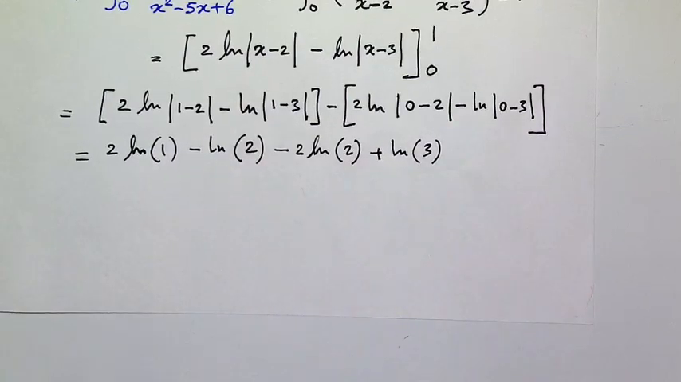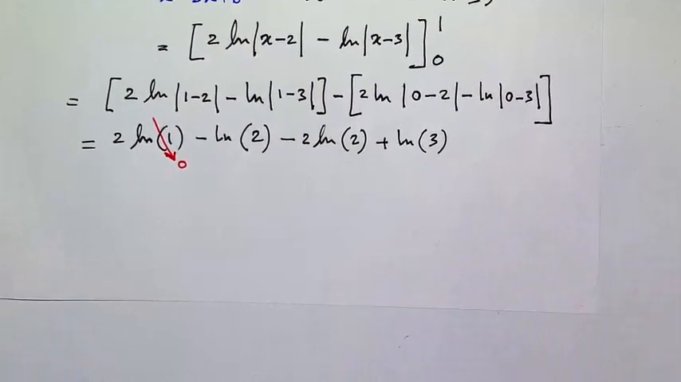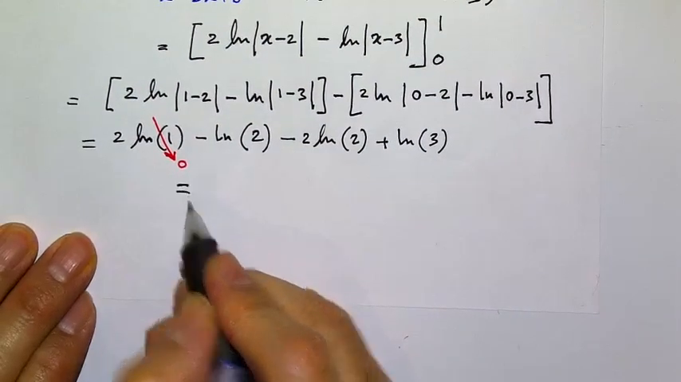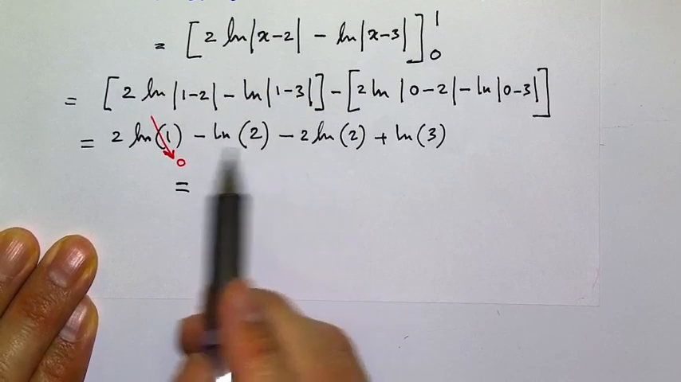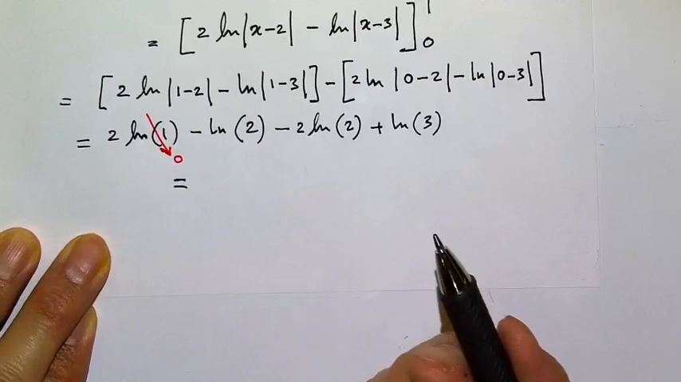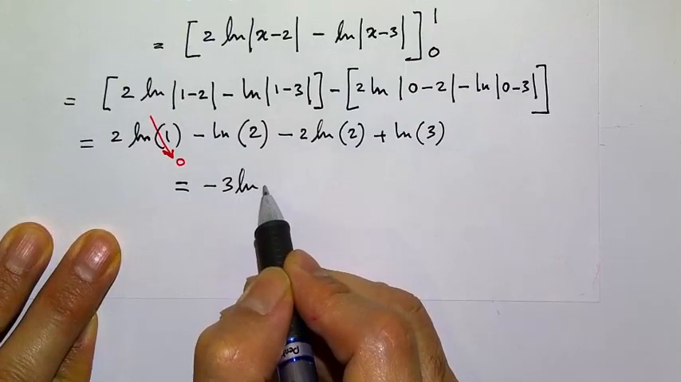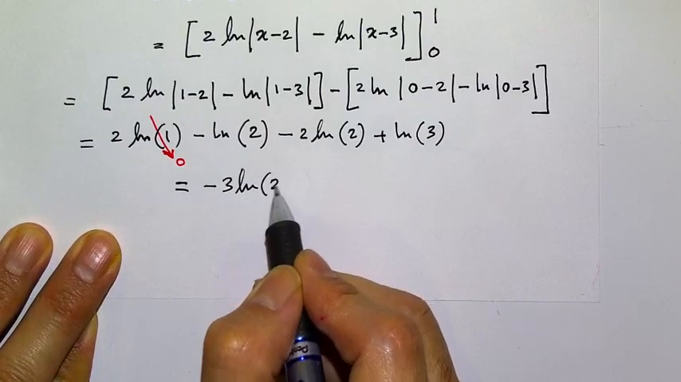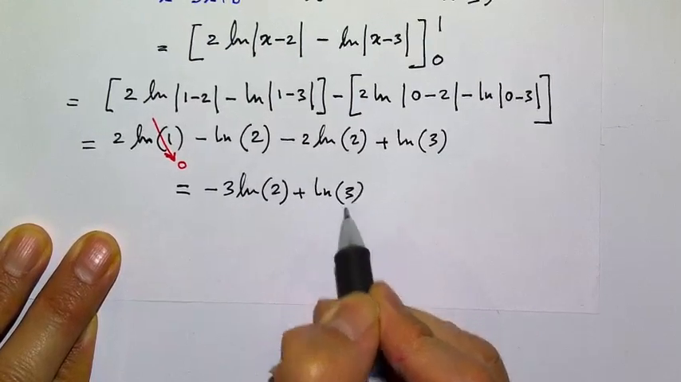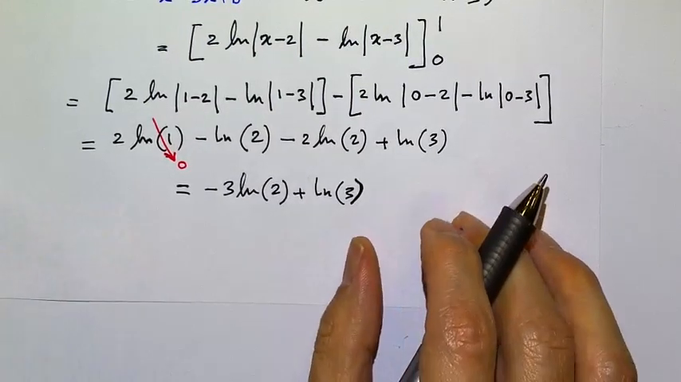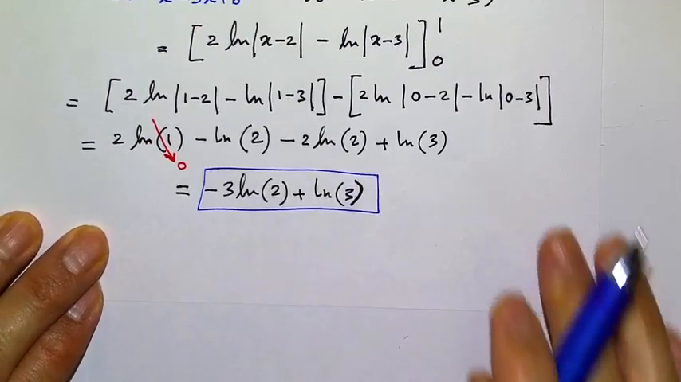We know that this is 0. And the rest we can write as it is. So we have minus natural log of 2 and minus 2 natural log of 2. So that would give us minus 3 natural log of 2, right? Minus 3 natural log of 2 plus natural log of 3. Like that. Okay?